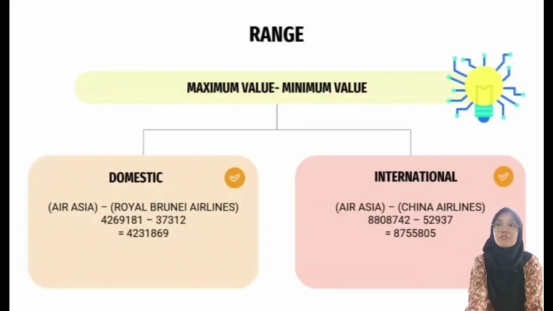For domestic, the maximum value is 429,181 minus 37,312, and the answer is 423,1869. For international, the maximum value is 8,808,742 minus 52,937, and the answer is 8,755,805. As we can see, the range for international is higher than domestic.